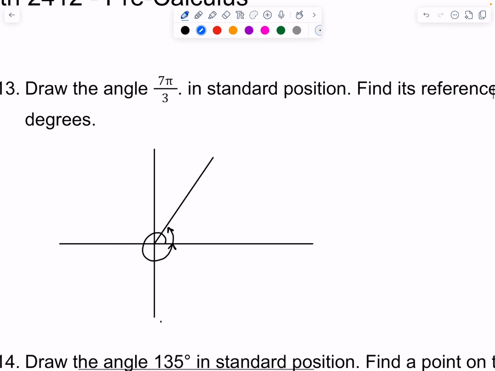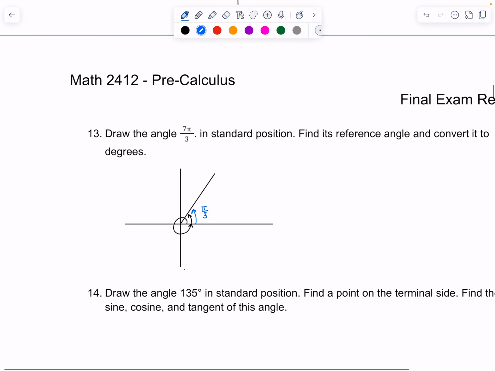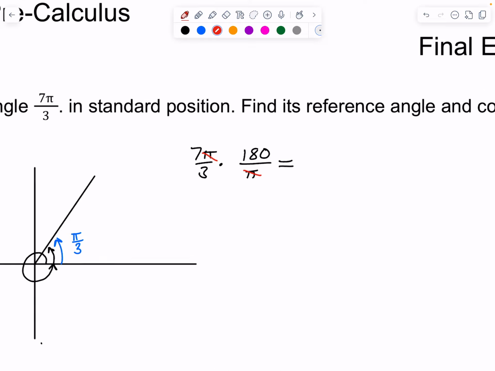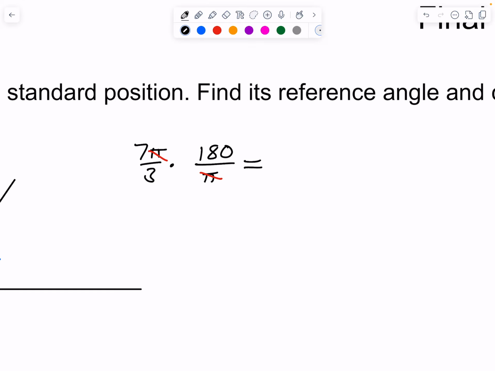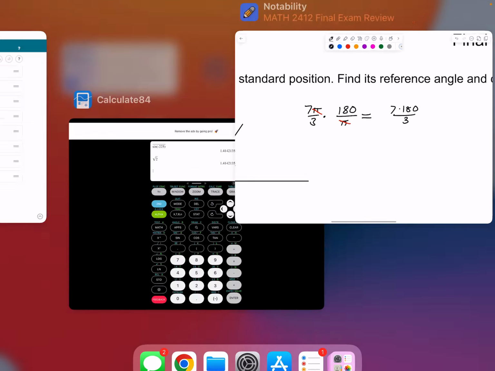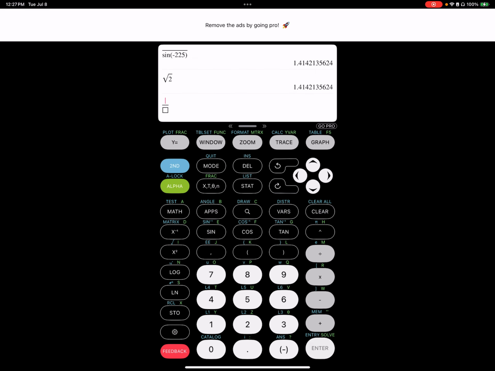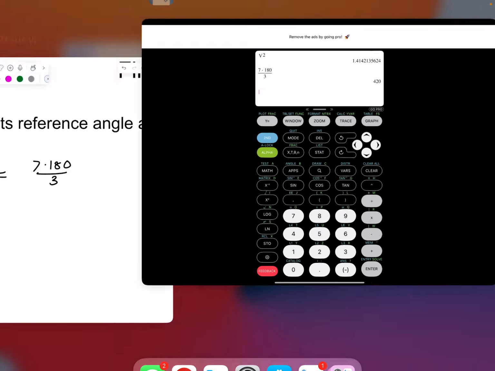Its reference angle is this guy right here, which is pi over 3. Finally, to convert 7 pi over 3 to degrees, I need to multiply it by 180 over pi. And here, my pi's will cancel, which means I get 7 times 180 over 3. And that I can do in a calculator. So I'm going to do 7 times 180 over 3, and that's equal to 420.